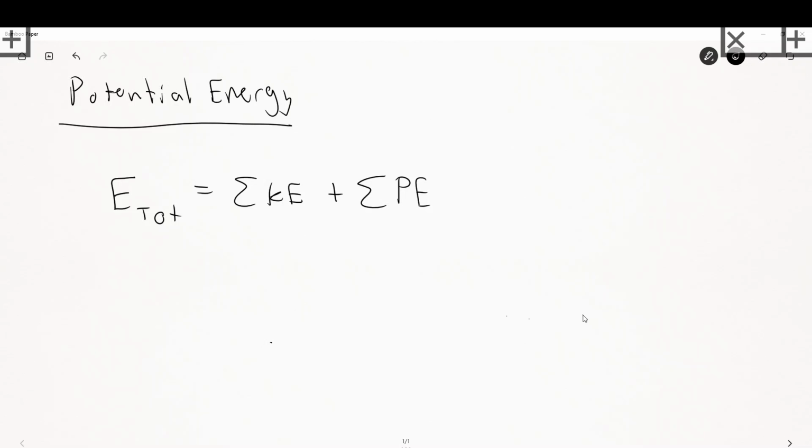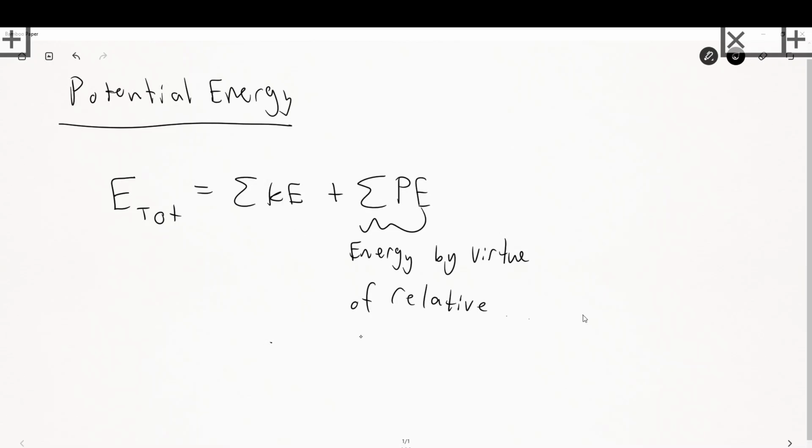Okay. The potential energy is more or less a record of energy that you have by virtue of your position. Okay, so this is energy by virtue of relative position. You can think of potential energy as being energy that could become motion if an object is allowed to change its position. For instance, if you have a ball on a shelf that is at rest, then it has a high potential energy, but it doesn't have any kinetic energy.